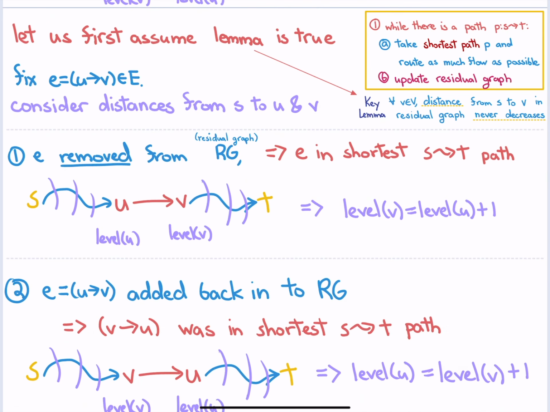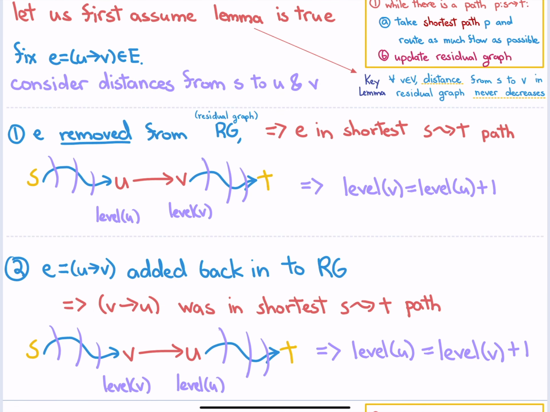So we have these two scenarios with opposite outcomes. Either level V is one more than level U, or level U is one more than level V. Now remember, the levels never go down according to that key lemma. We haven't proven that yet, but the levels never go down. That means, suppose this edge was removed and is reintroduced. What must have happened?